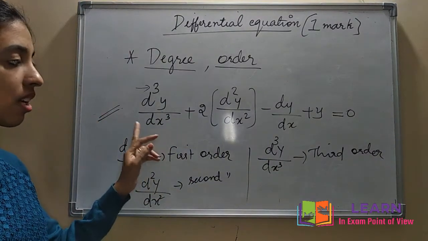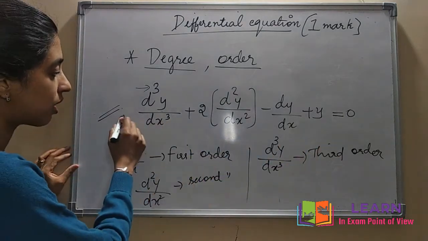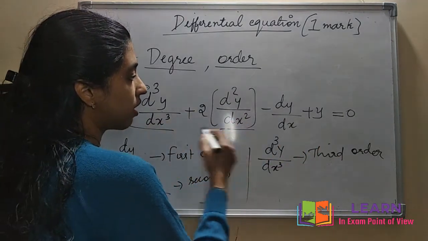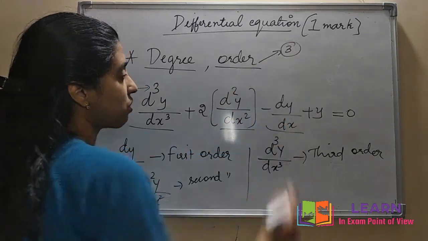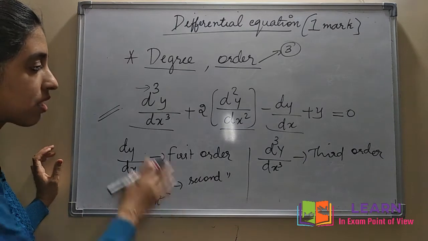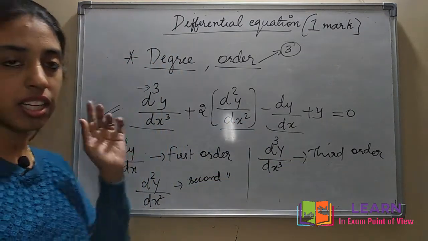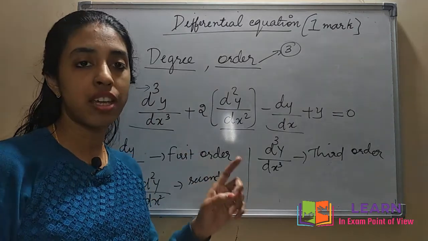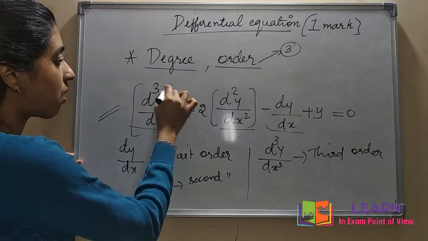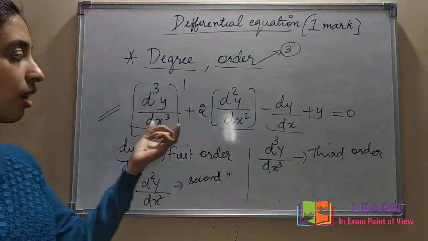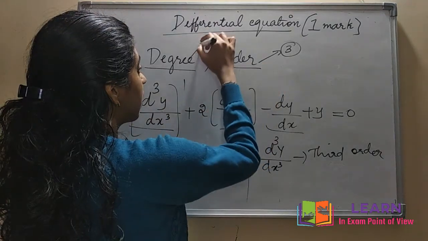So this is the highest order derivative in this differential equation. This is the third order derivative, this is second order, this is first order. So the order is 3, the highest order derivative in the given differential equation. And what is meant by its degree? Degree means the power of the highest order derivative. Here the power of the highest order derivative is 1, right? 1 we usually do not write. So the degree is 1.